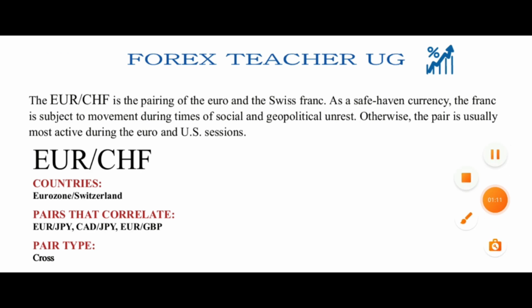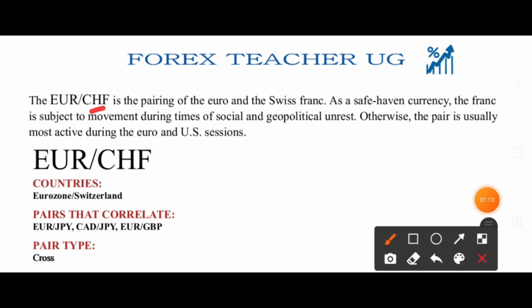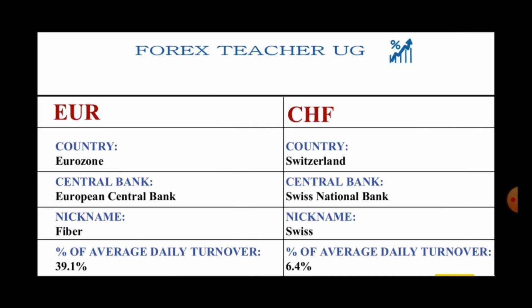Now we have the Euro CHF, the pairing of the euro against the Swiss franc. As a safe haven currency, the franc is subject to movement during times of social and geopolitical unrest. Otherwise, the pair is usually most active during the euro and US sessions. The countries are Switzerland and the eurozone. The pairs it correlates with are Euro JPY, CAD JPY, and Euro GBP, the pair type being a cross pair.